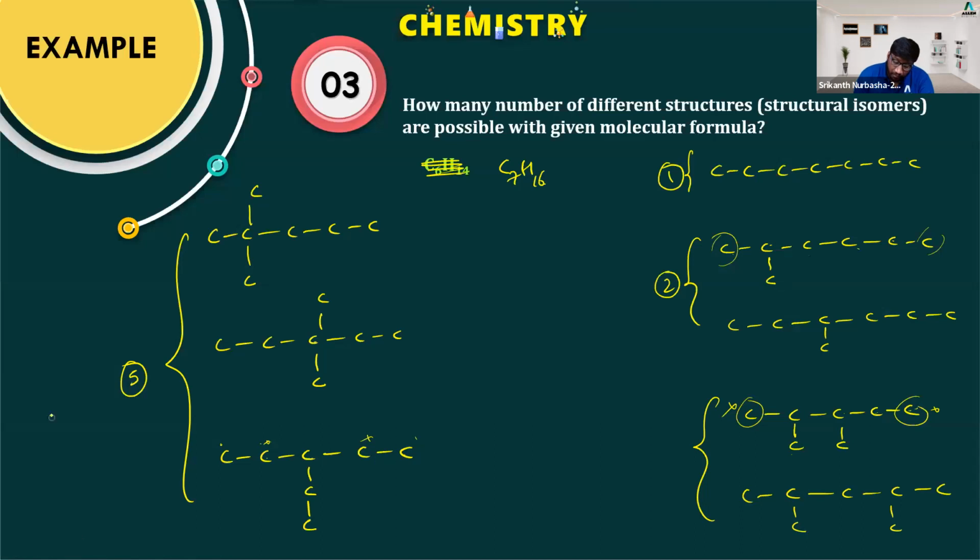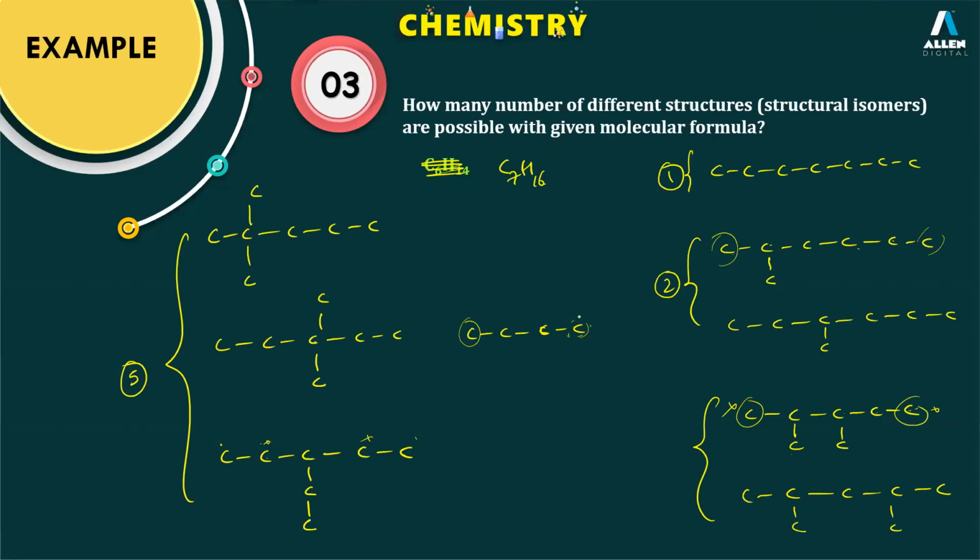Five structures with the 5 carbons, and now let us try to reduce the chain to further 4 carbon. 1, 2, 3, 4. If it is 4 carbon, I cannot keep a substitution here or here. I have to place how many more substitutions? 3 more substitutions. Where do I have to place them? I can place only on these 2 carbons.